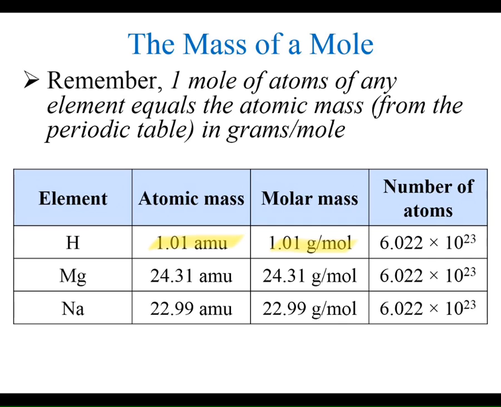So one single magnesium atom weighs 24.31 AMUs. That's called the atomic mass, the mass of an atom. How about if I had a whole mole of magnesiums? That would weigh 24.31, but now grams. So we call that the molar mass. That's the mass of a mole.